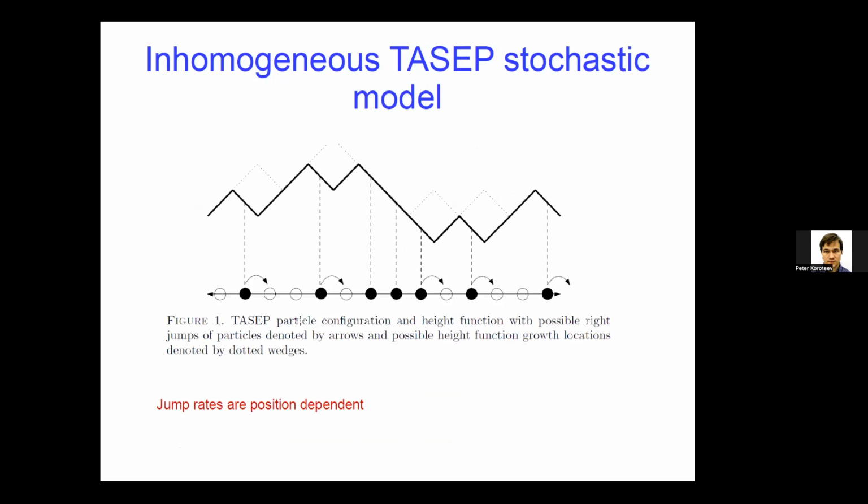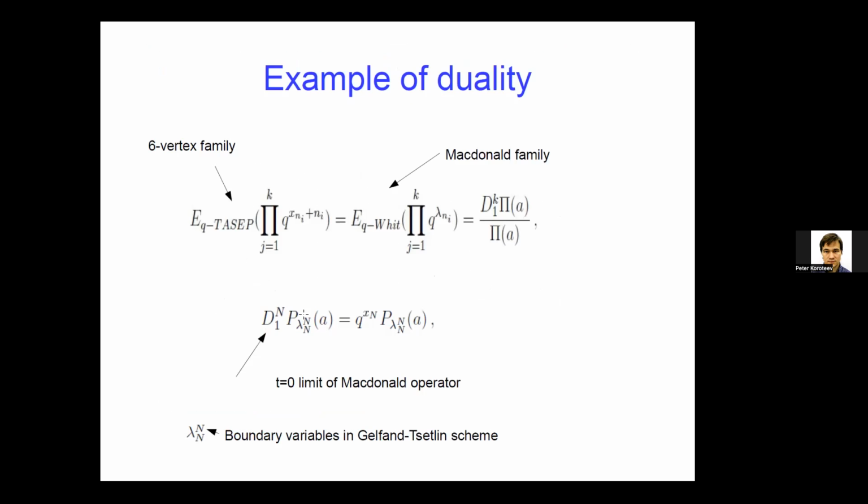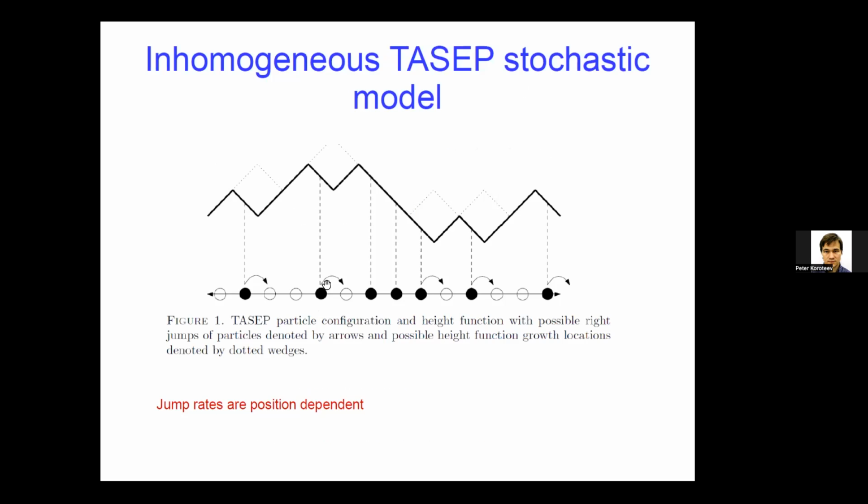Let me consider a more specific example. This is the observation which has been made in the world of integrable probability. Let me explain how it works and how it can be identified as the quantum-classical duality.